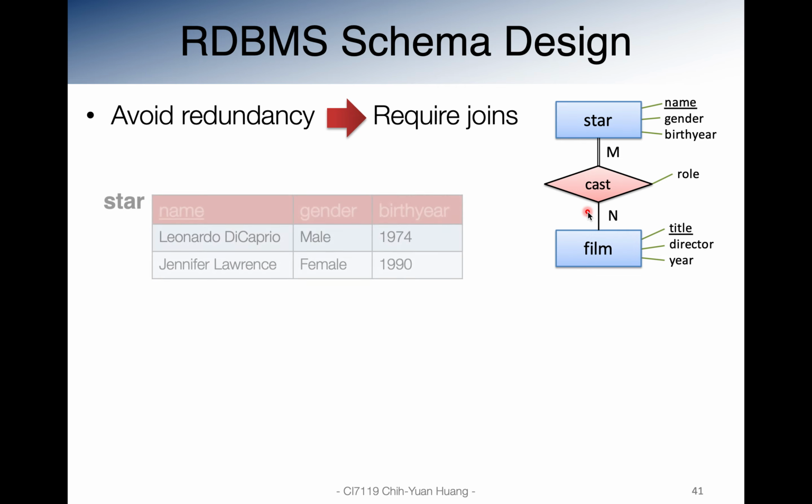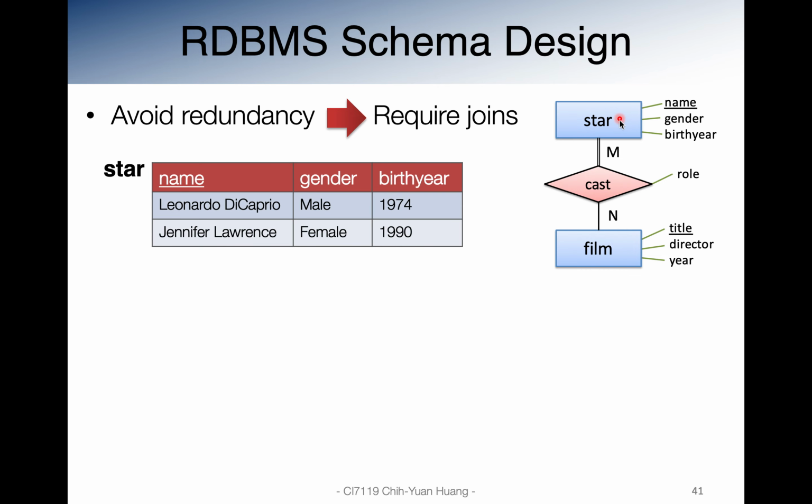So in this case, we could have a star table just for the star, and this star table has the name, gender, and birth year. So we have 3 attributes over here, and as you can see, Leonardo DiCaprio, male, 1974, and Jennifer Lawrence, female, 1990. So the star table only manages this information, and there's no redundancy in this table.